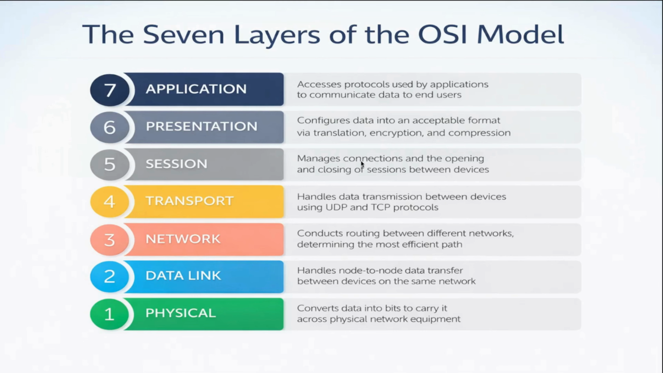In TCP, the request is first sent from the receiver to the sender, and the sender acknowledges to the receiver, and then the packets are shared between the devices. The network layer conducts routing between different paths, determining the most efficient path to send data packets from sender to receiver, to avoid data loss or overhead in the network. The data link layer handles node-to-node data transfer between devices on the same network.